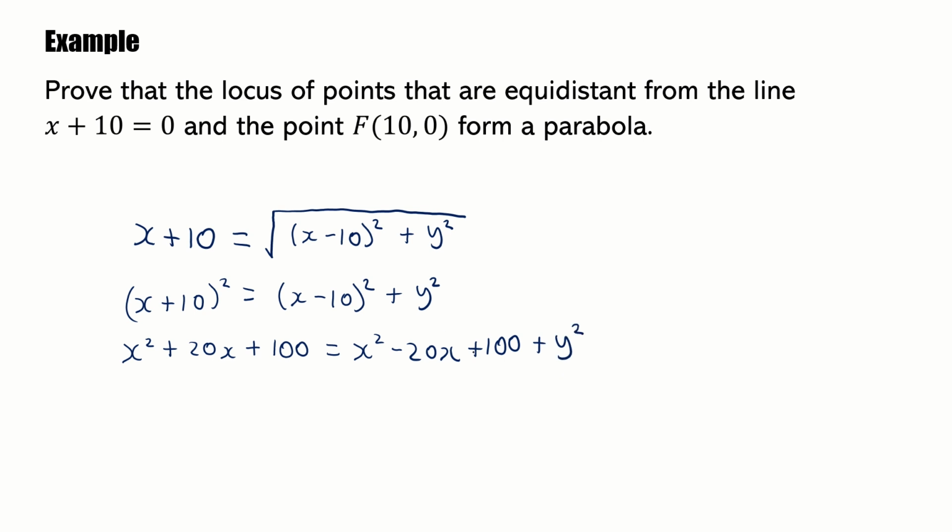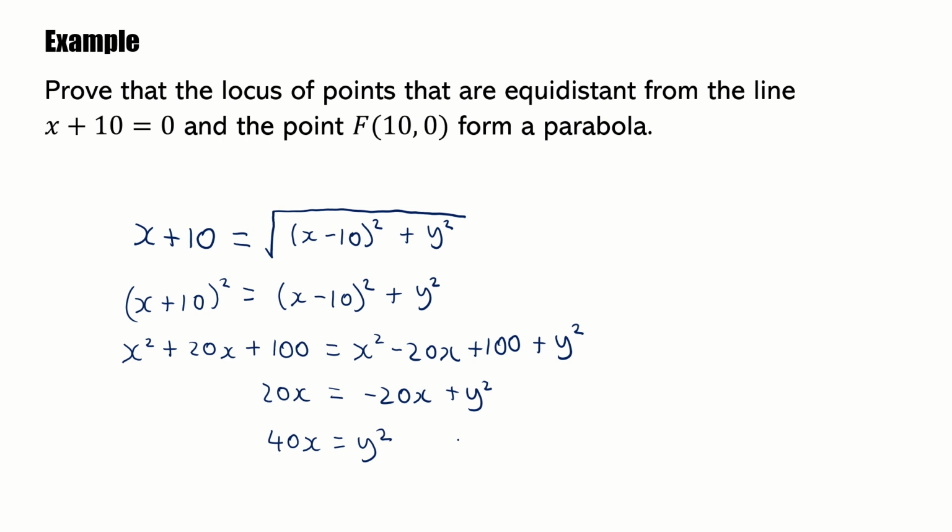Interesting, you will therefore notice that straight away the x squareds are going to cancel out on both sides and the 100s are going to cancel out on both sides, meaning we're just left with 20x on the left-hand side, and on the right-hand side we have the minus 20x plus the y squared. And then what do you know? The final thing we've got left to do is add 20x onto both sides, and we've ended up with exactly the equation we're expecting to get. y squared equals 40x.